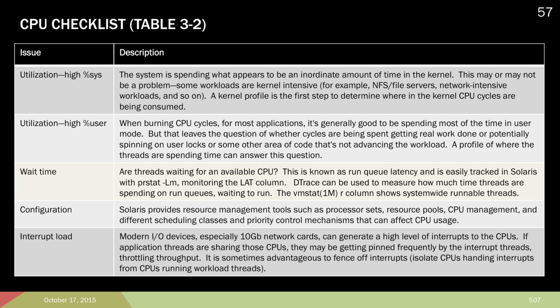Wait time. Are threads waiting for an available CPU? This is known as run queue latency and is easily tracked in Solaris with prstat -LM, monitoring the LAT column. DTrace can be used to measure how much time threads are spending in run queues waiting to run. The vmstat r column shows the system-wide runnable threads.